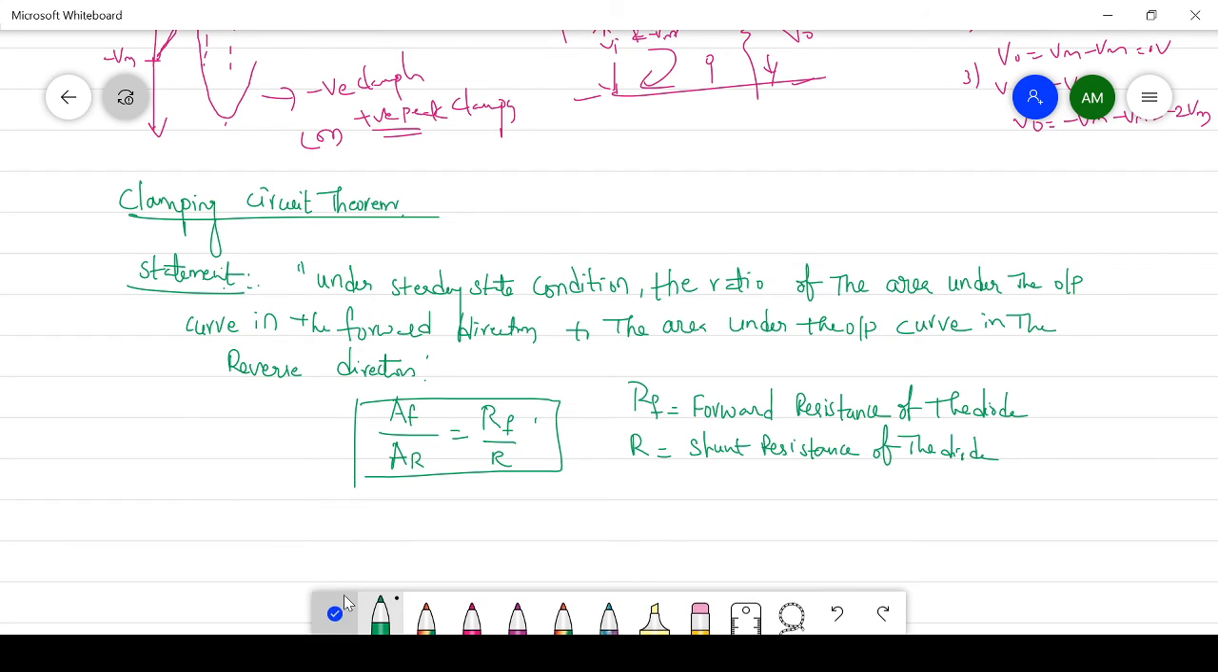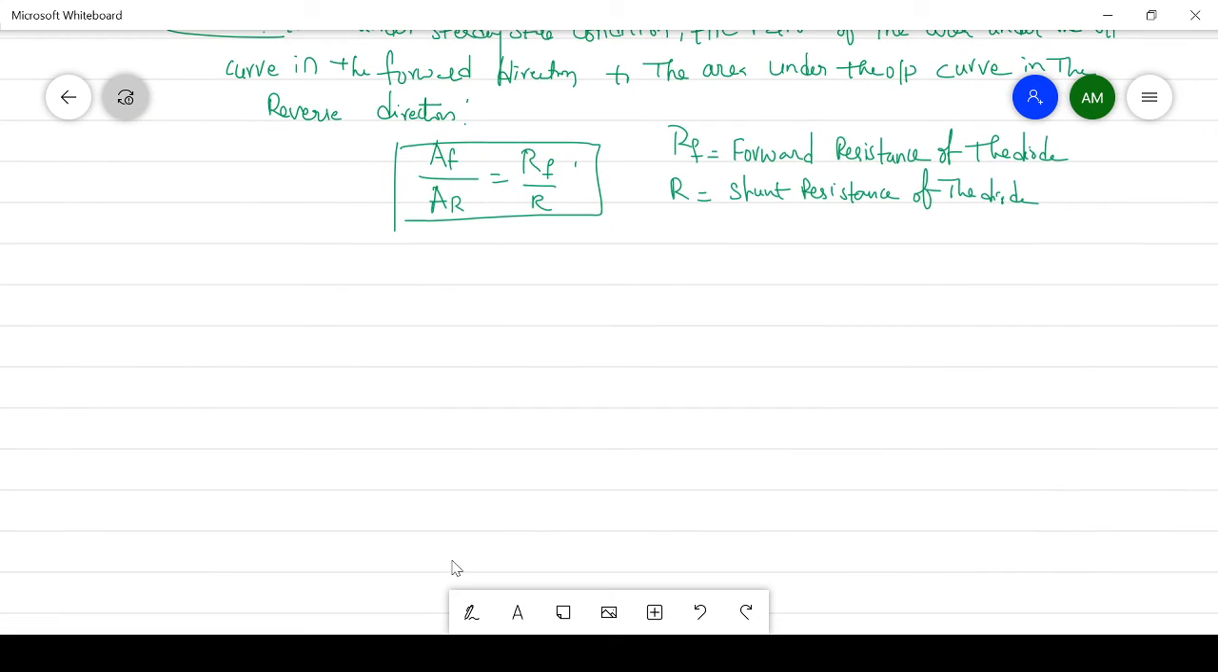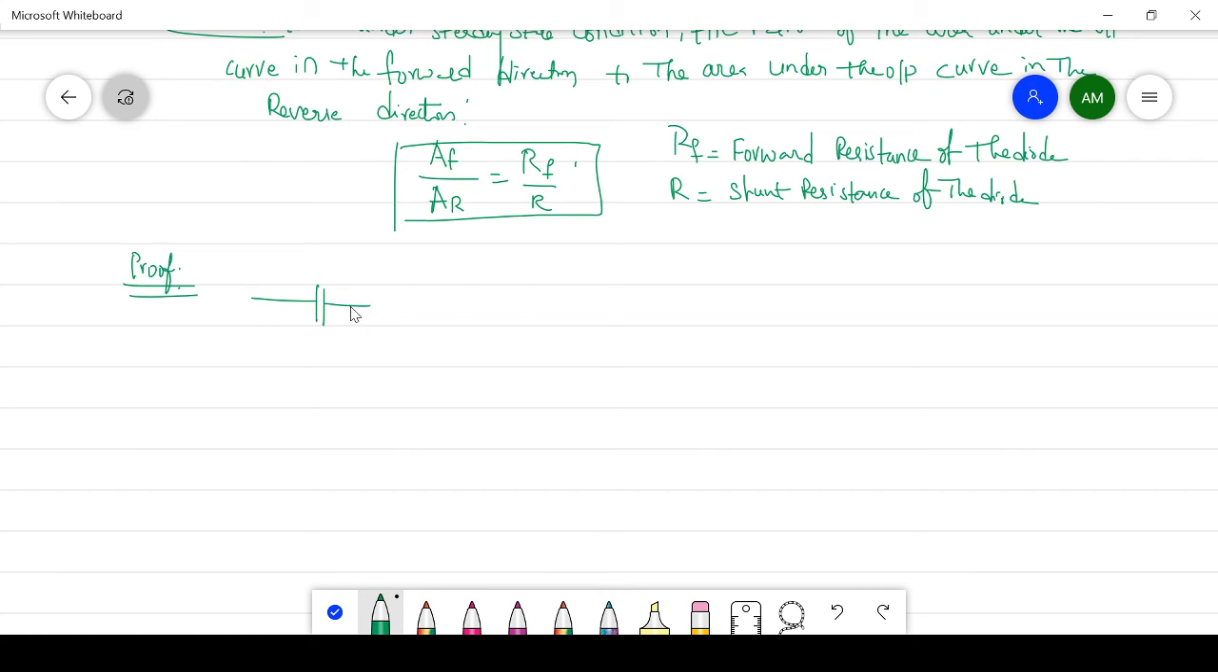Okay, now the proof. How do we get this statement? See here, consider this negative clamper circuit. This is the shunt resistance, capacitor, diode, and input voltage. Here we are applying a square wave input signal.